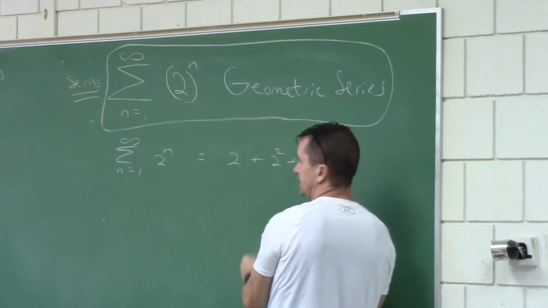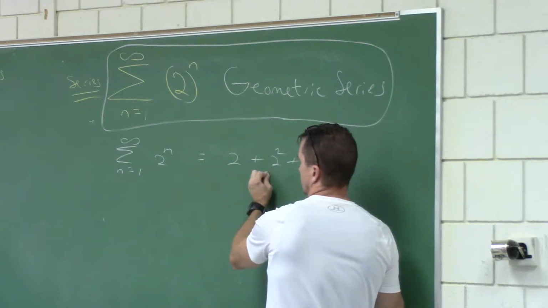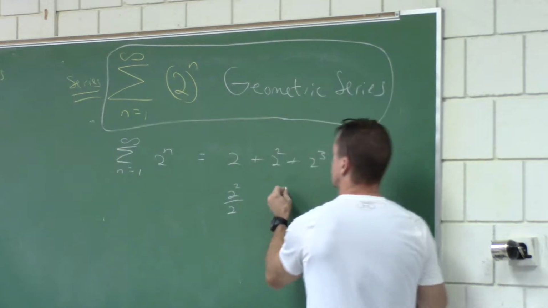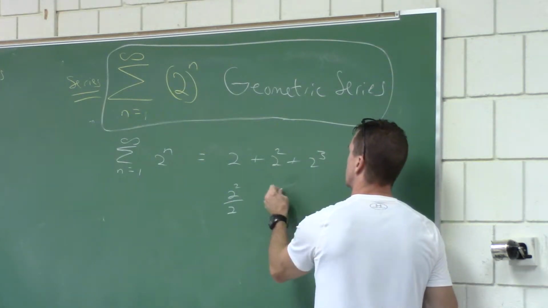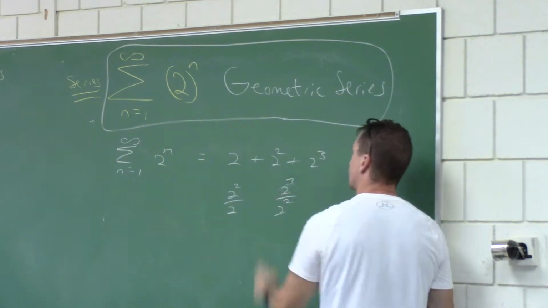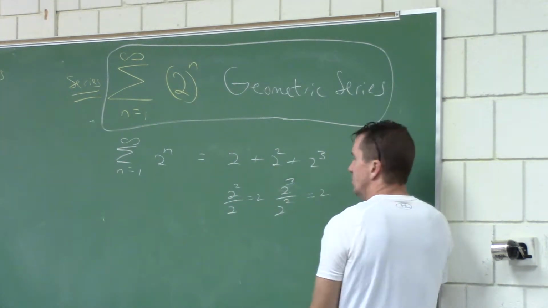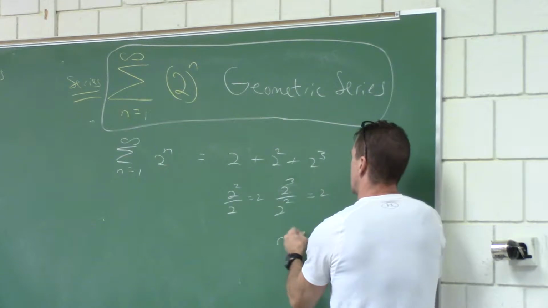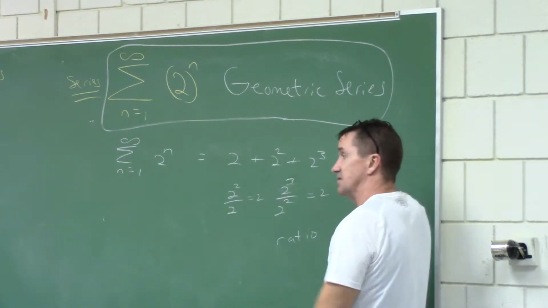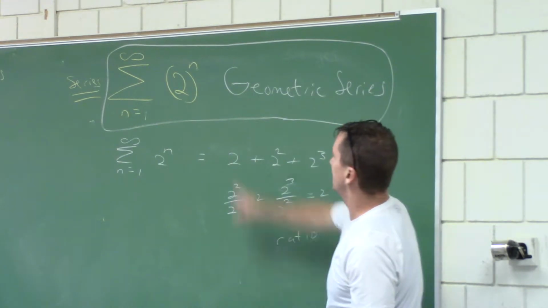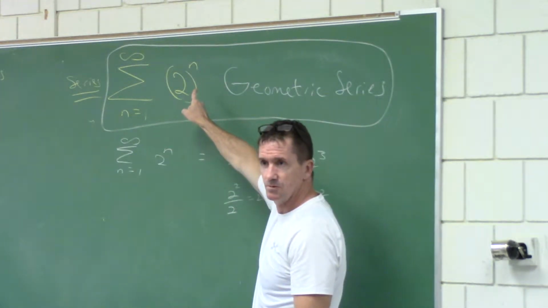But I want to look at these terms here. What's the ratio of 2 squared over 2? And what's the ratio of 2 cubed over 2 squared? That's equal to a 2. That's equal to a 2. What's the ratio? This is a geometric sequence, right? But I need you to be able to recognize it. It's the exponential part.